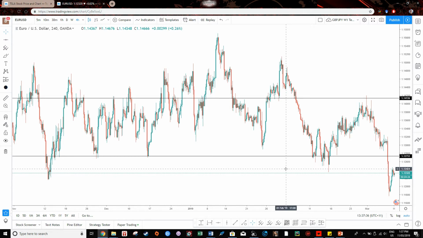Who can tell me what the bias is on the 1 hour time frame? If we see this consolidation, I know on the higher time frame it's still downtrending, and then on the 1 hour it's consolidating. Would I be looking at buying or selling? Who can tell me this?